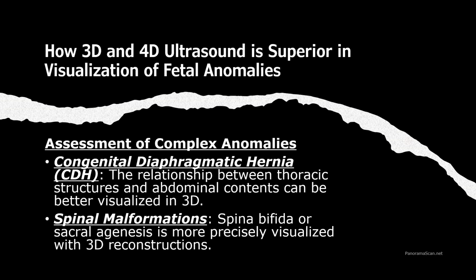Another example is spinal malformations. These conditions, for example, spina bifida and sacral agenesis, are more precisely visualized using 3D reconstructions, which offer a clearer picture of the extent of the spinal defect and help in surgical planning. By using 3D imaging, we can achieve a more comprehensive understanding of these complex anomalies, ultimately leading to better prenatal counseling and management strategies.